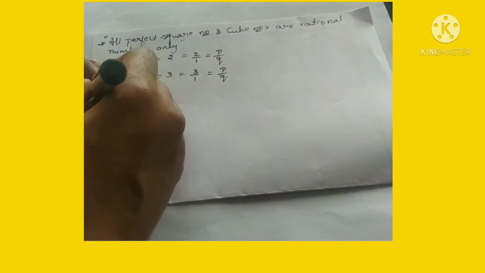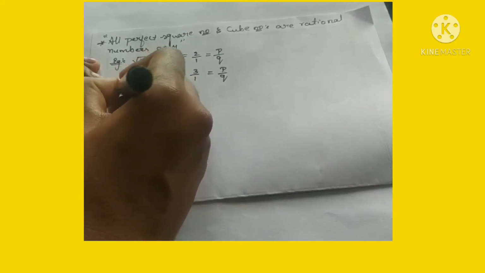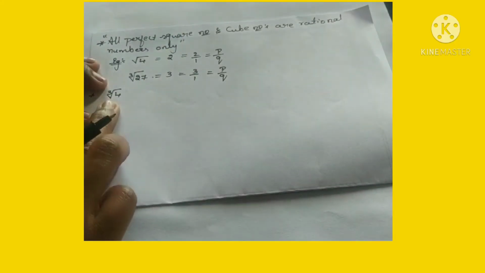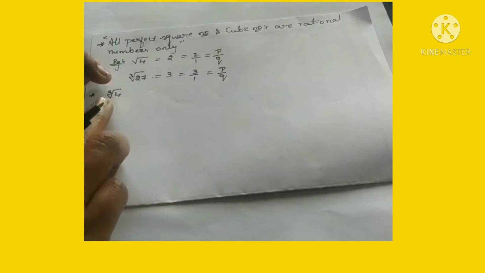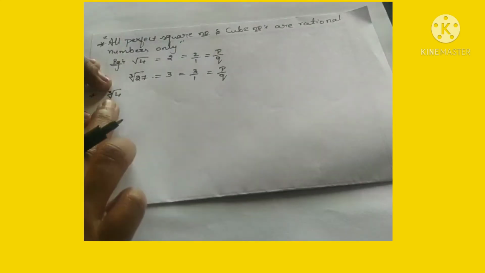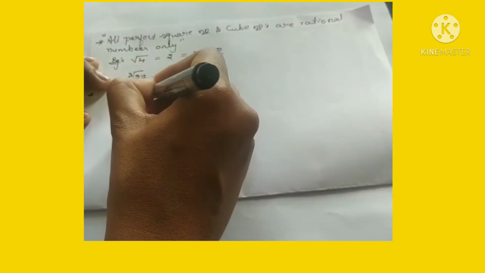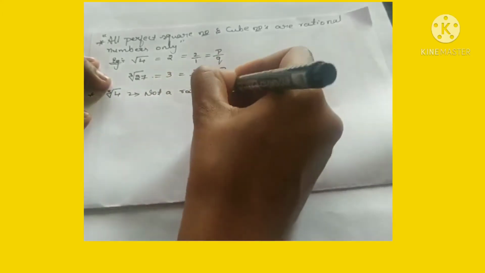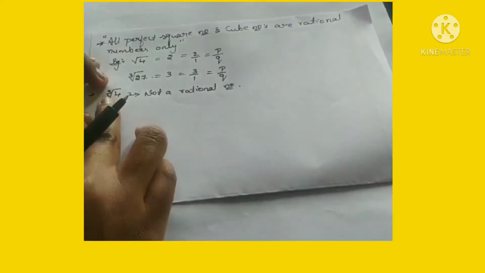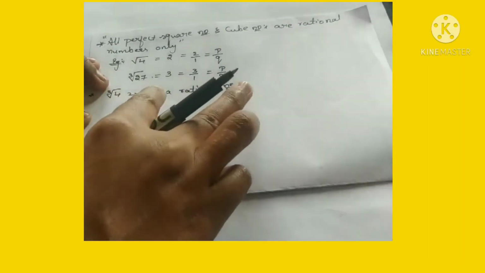Now I will give one more important point. Cube root of 4. Is this a rational number or not? Can you guess it? This is not a rational number because it is not a perfect cube. It is a perfect square, but it is not a perfect cube. So it is not a rational number.